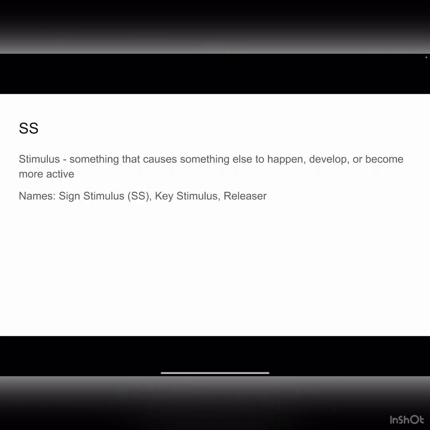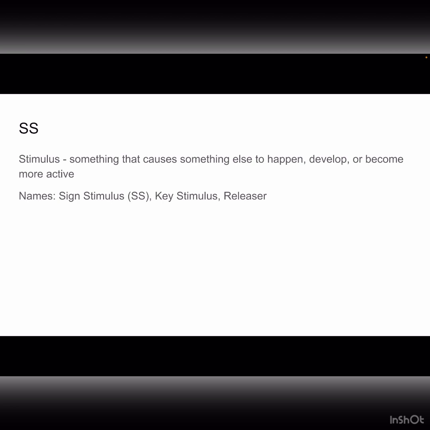The last thing we'll be covering in this lesson is the stimuli, innate releasing mechanism, fixed action pattern process. First, we'll need to define what a stimulus is. A stimulus is something that causes something else to happen, develop, or become more active. For example, good music may be the stimulus for someone to sing along, or someone coming towards you on the street may be the stimulus for you to move out of the way.